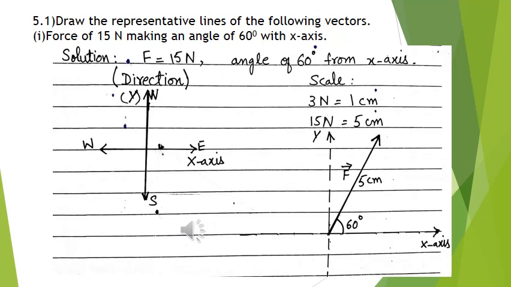from x-axis. Now to solve this problem, first of all, draw the direction on your paper. North is always on the top, south is on the bottom, east on your right hand and west is on your left hand. After drawing this direction, choose a suitable scale. In this case, I have chosen 3 Newton force is equals to 1 centimeter. So our 15 Newton force will become a length of 5 centimeter on our paper.